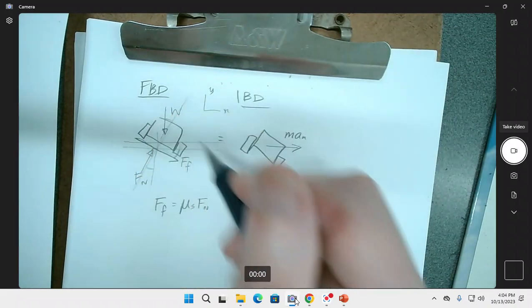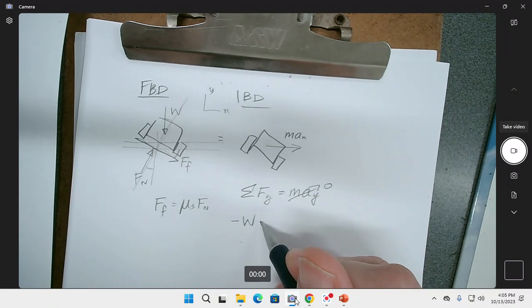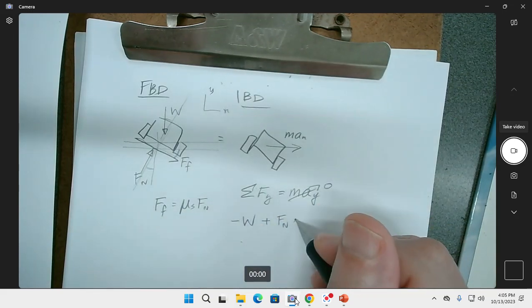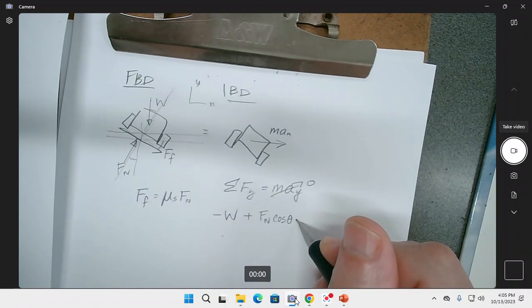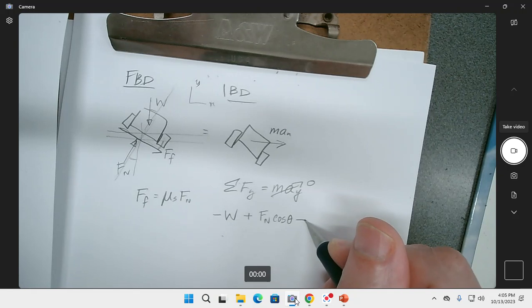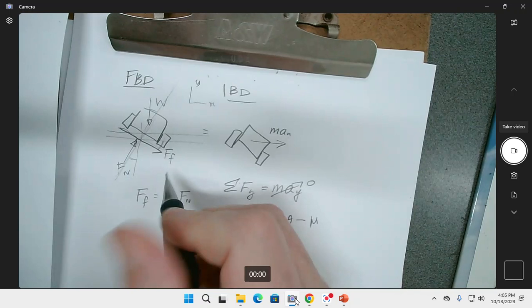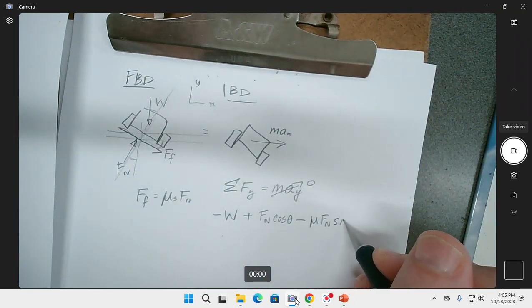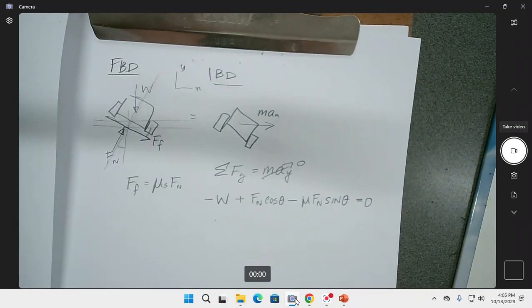All right. So what we'll say in the y direction is we're going to have negative W, but plus Fn times the cosine of the angle we just said, minus mu, I'm going to replace the Ff, mu times Fn times the sine of theta equals 0. Are you okay with that?